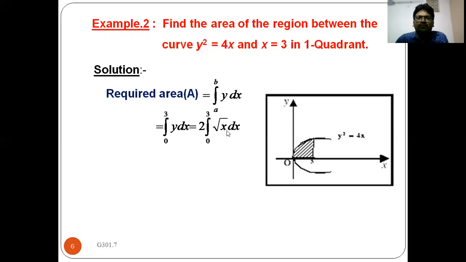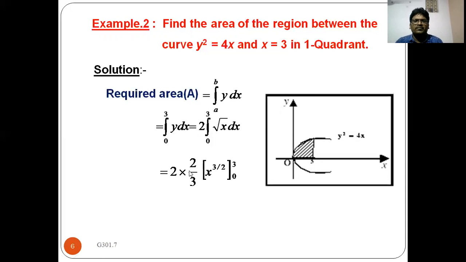So now it is ready to integrate. Here, integration of root x dx is there. Now this root x can be written as x to the power of 1 by 2, which is in the form of x to the power of n. Already you know this formula, integration of x to the power of n dx is equal to x to the power of n plus 1 by n plus 1. Using that formula, we have to calculate this integration.